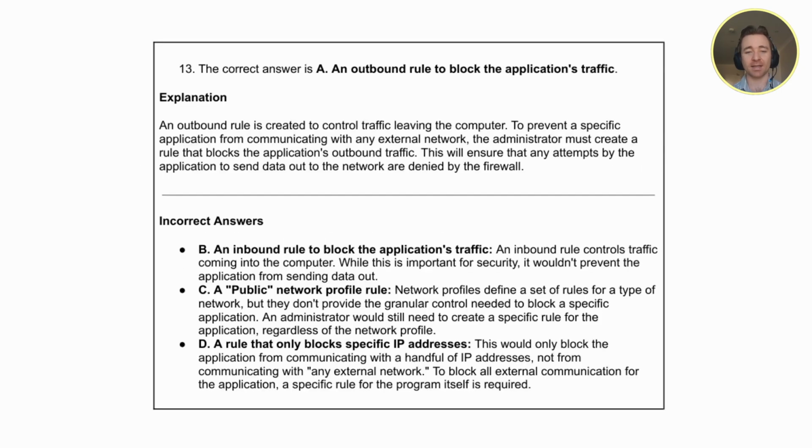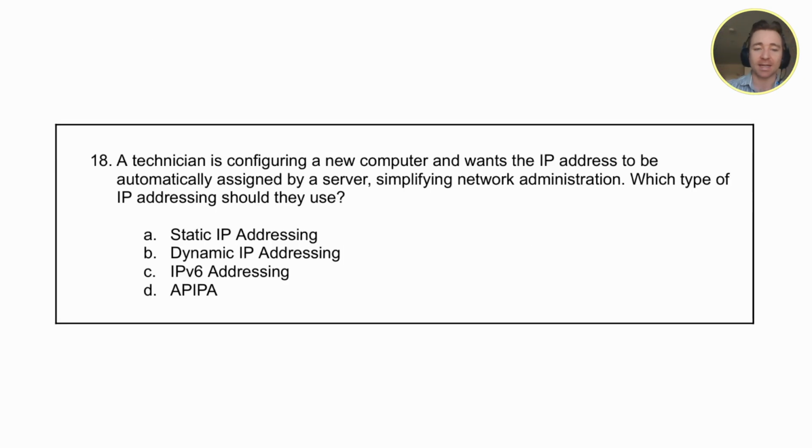Hopefully we got this. It is A, an outbound rule. If you're trying to stop an application from communicating with an outside anything, you'd set an outbound rule because you're saying what data cannot leave your network, what data cannot go out from your network. An inbound rule would be if you want to create a rule about data that can come in. But in this specific circumstance, we want to stop the application from communicating with something out there. So an outbound rule would be the most correct answer.